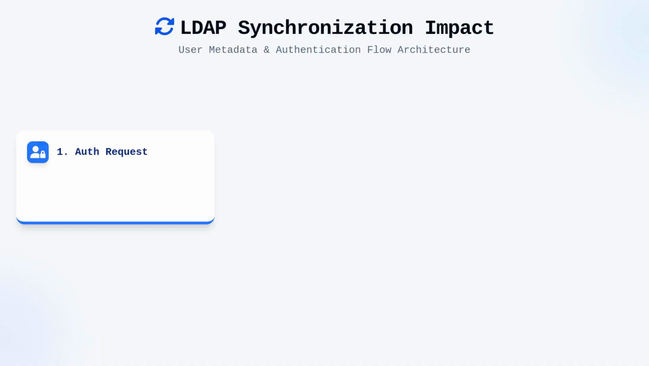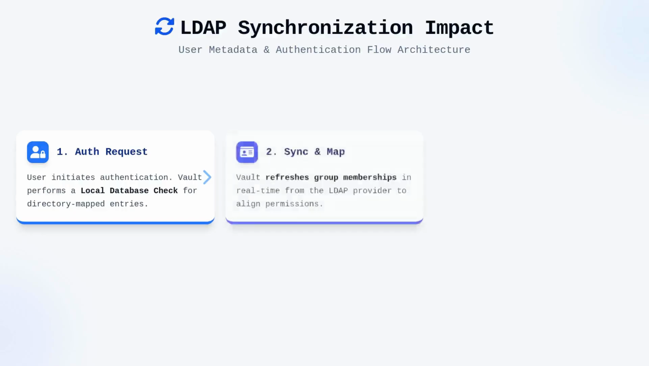The impact of LDAP synchronization on user metadata and authentication flows is a critical, often overlooked technical detail. When a user first attempts to authenticate via LDAP, the CyberArk Vault does not immediately grant access, but instead checks its local database for a corresponding directory-mapped user entry. If the user is identified through your configured mapping rules, the Vault refreshes their group memberships based on the latest data from the directory provider, ensuring that access remains tightly coupled to current organizational structures.